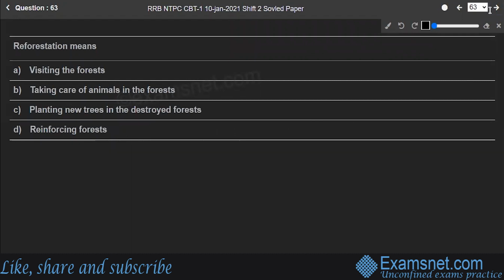Deforestation means visiting the forests, taking care of animals in the forest, planting new trees in destroyed forest, or reinforcing the forest. Well, the correct one is option C, planting new trees in destroyed forests.